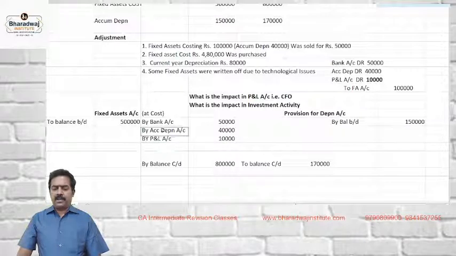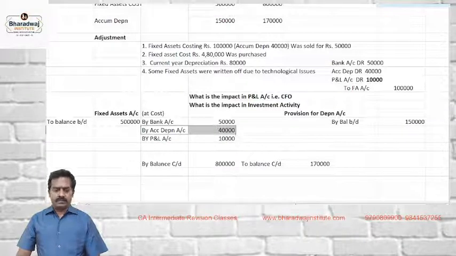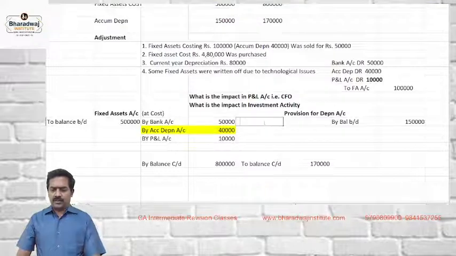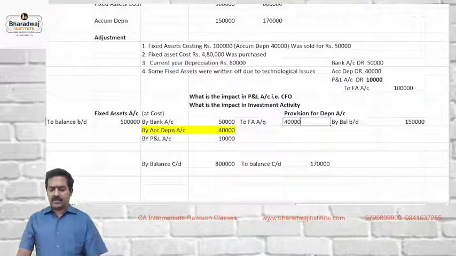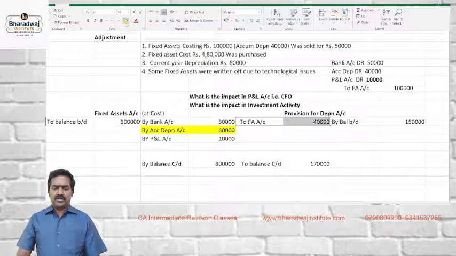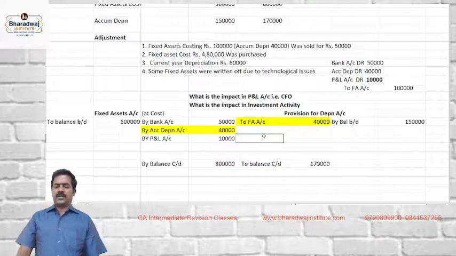Wait, what will be the impact of this one? It will come as what? In the provision for depreciation, it will come as to fixed assets account, how much? 40,000. To the extent the provision is not recorded, you will charge it and close it. To fixed assets account 40,000.